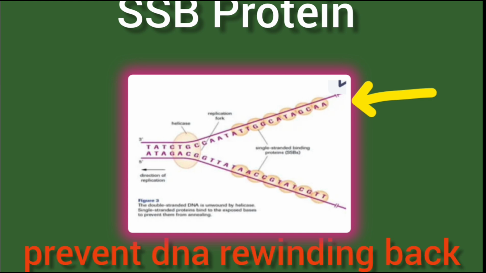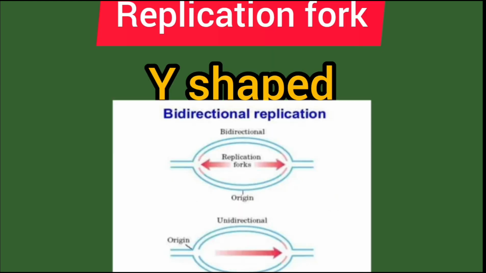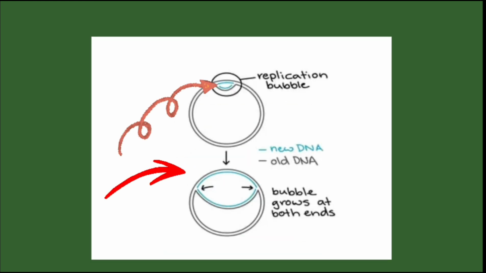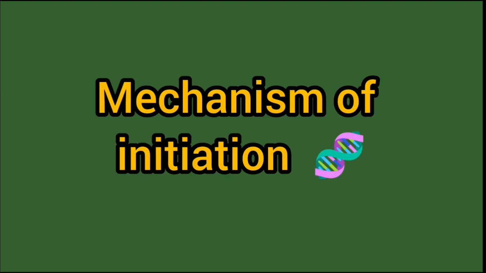Then look at the replication fork. The replication fork is a Y-shaped structure and is important because it facilitates the polymerase to work properly. As the chromosome of bacteria is circular, two different replication forks are developed in two different directions and run towards each other. Then we have to look at the mechanism of initiation of replication in prokaryotes.